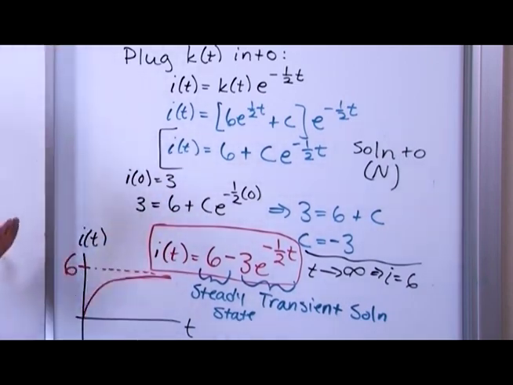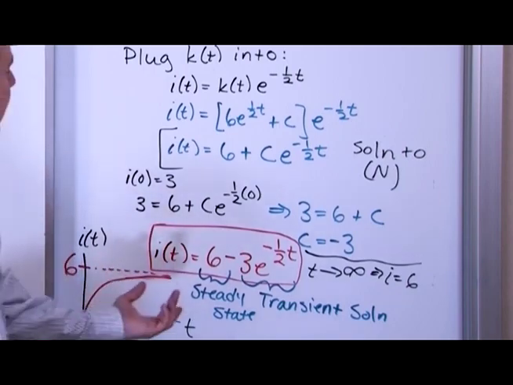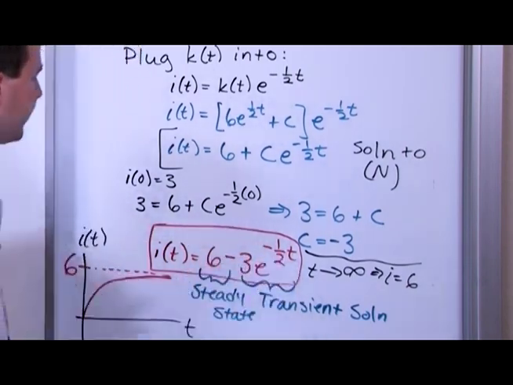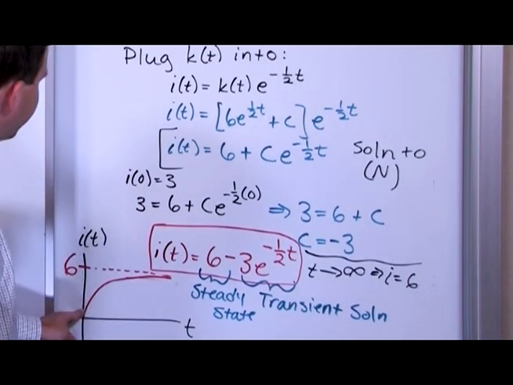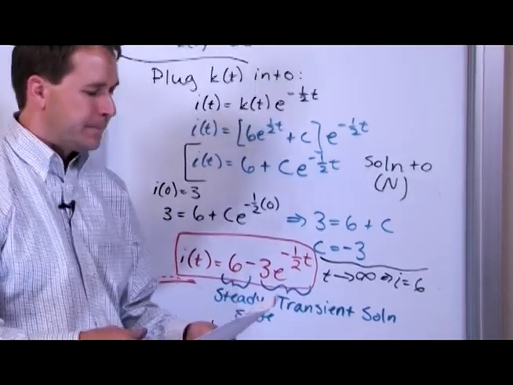And at the end of the day, we really see that there are two parts of the solution. There's the transient part that dies off, and then there's the steady state part that sticks around forever. And so we would graph it. We can sort of see that graphically there.